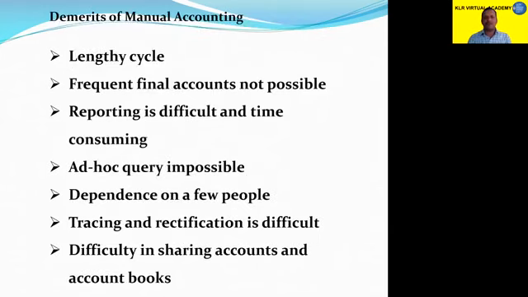The next one, we will go for demerits of manual accounting. So far, we are establishing that computerized accounting is very suitable for the modern age. Why is it suitable? There must be some drawbacks regarding the existing system, as the manual accounting system contains some drawbacks. We go through the first one, lengthy cycle.